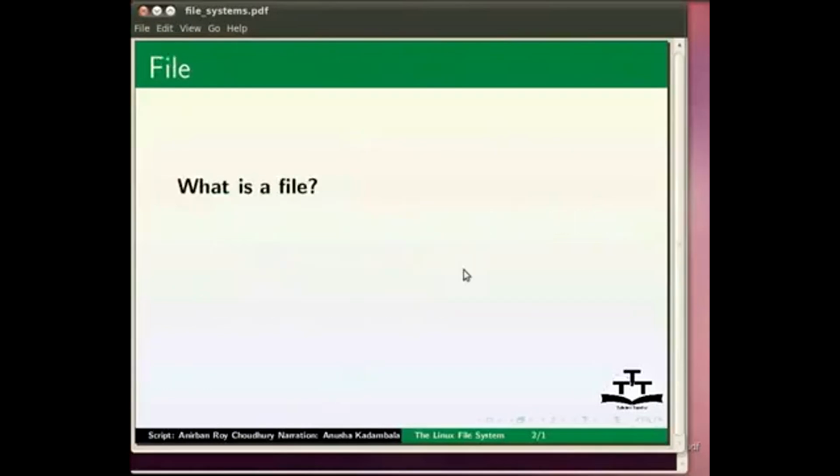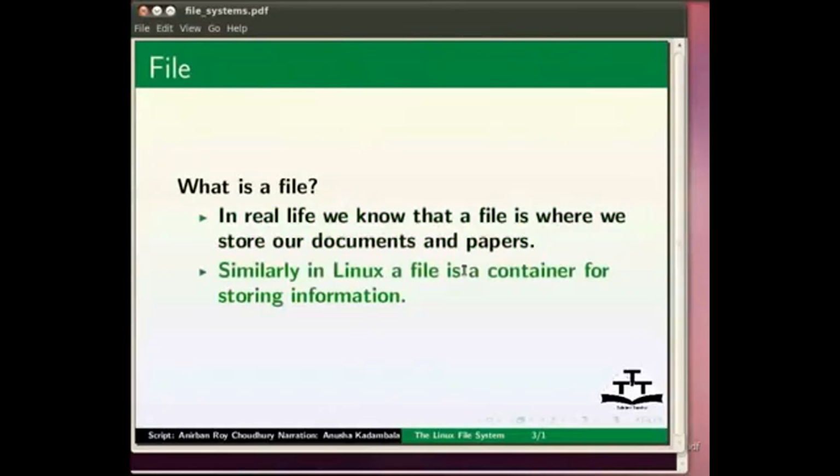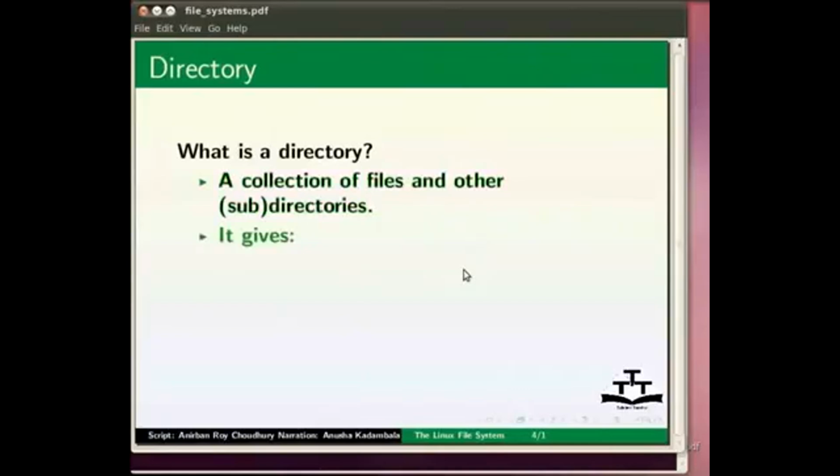In Linux, almost everything is a file. So what is a file? In real life, we know that a file is where we store documents and papers. Similarly, in Linux, a file is a container for storing information. Next, what is a directory? A directory can be understood as a collection of files and other subdirectories. A directory helps us in organizing our files in a systematic manner. This is like what we call folders in Windows.